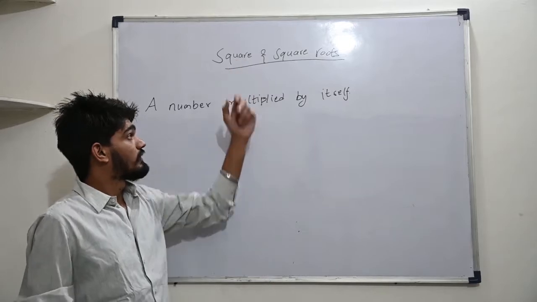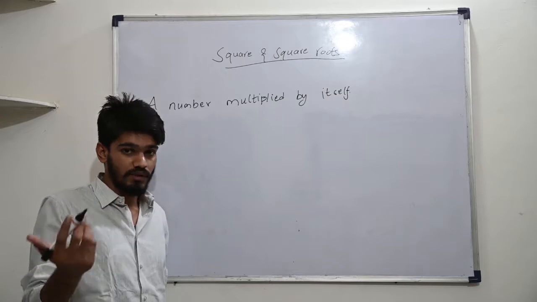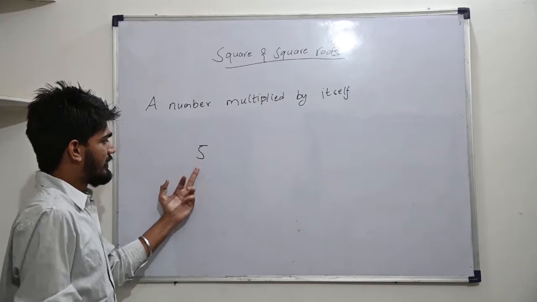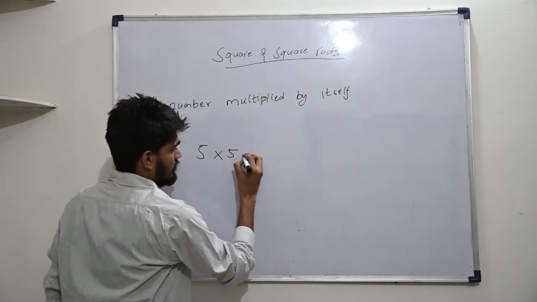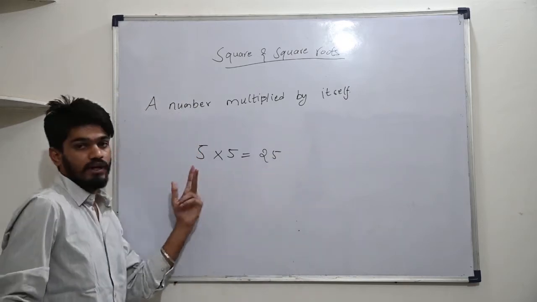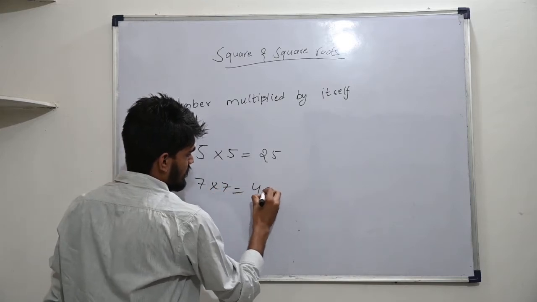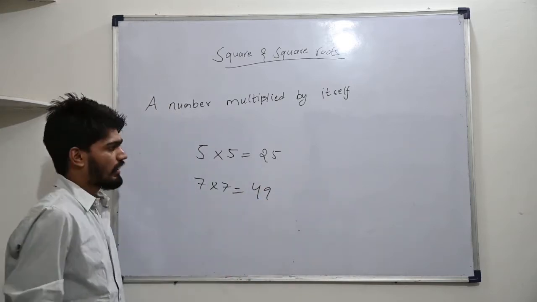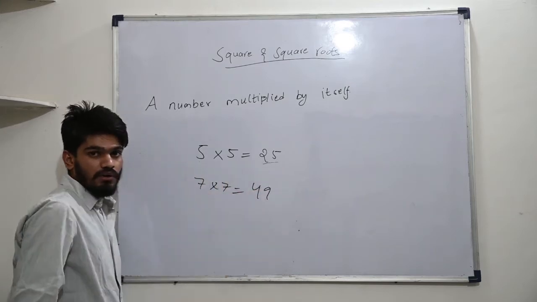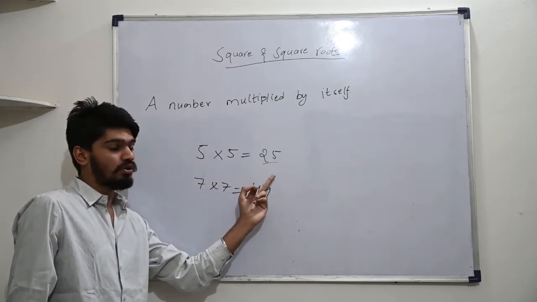When we talk about a square, it is a number multiplied by itself. Let's say I want to find the square of 5. I have to multiply the number by itself. The result I get will be known as the square of that number. Same in any other case, 7 into 7 is 49. So that's what exactly a square is. In this case, 25 is the square of 5 and 5 is the square root of 25.